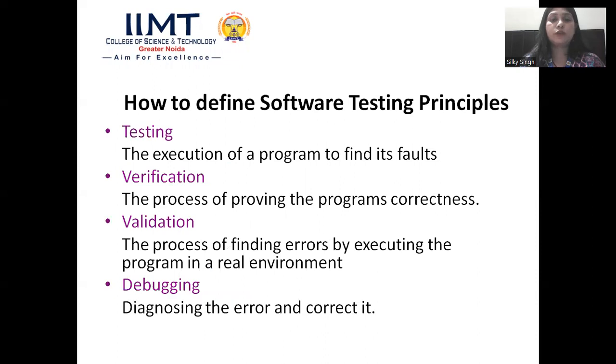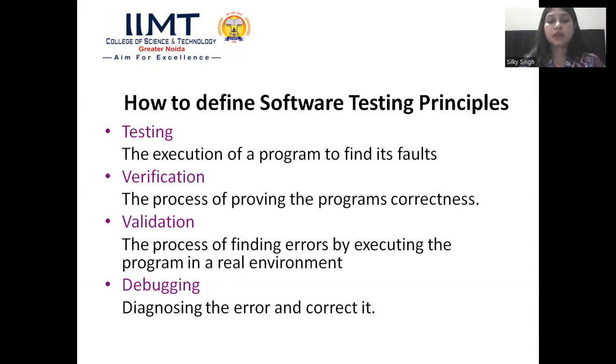How to define software testing principles? First is testing. In testing, we execute the program to find the faults. Verification is the process of proving the program correct. Validation is the process of finding errors by executing the program in a real environment. Now last is debugging.